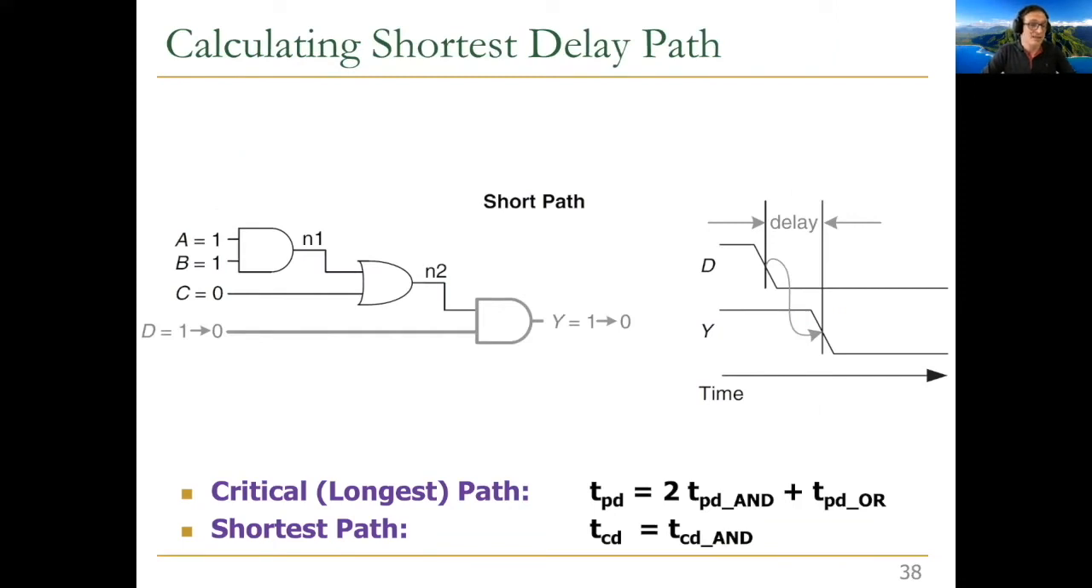Okay, and the shortest path, which is the best case delay, in this case, is really when D changes, as you can see, from 1 to 0 here, and Y also changes from 1 to 0. So it basically takes this AND gate to change. And it's really the minimum delay of that AND gate, which is the contamination delay.